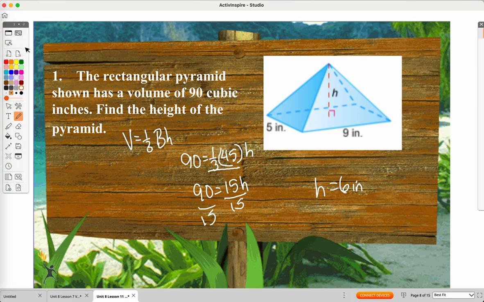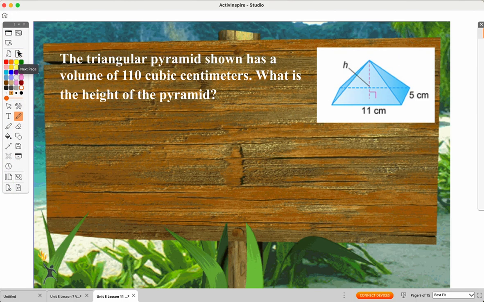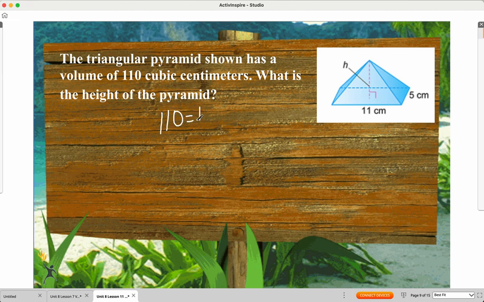All right, it's your turn to give this next one a try. Again, another rectangular prism. It says triangular prism. It's actually a rectangular prism, so go ahead and use that information to solve this problem. All right, let's see how we did. 110 equals 1/3. So big BH, again, in this case is 55 times H.